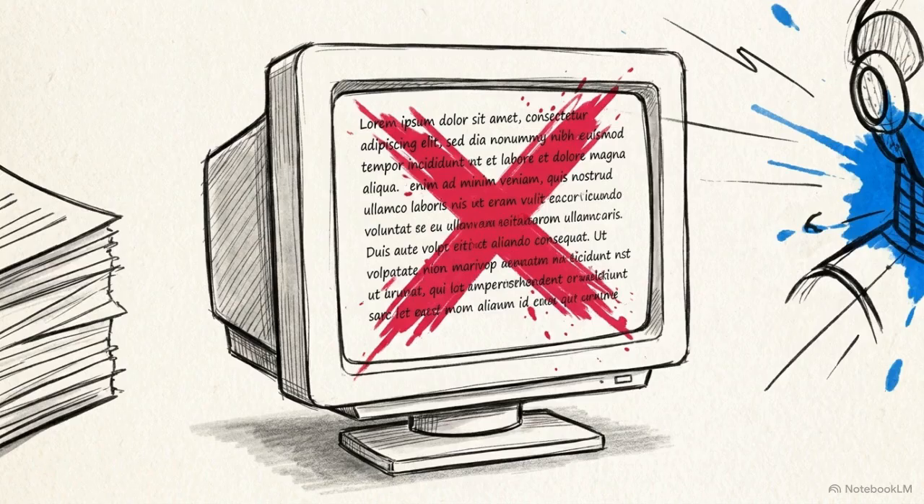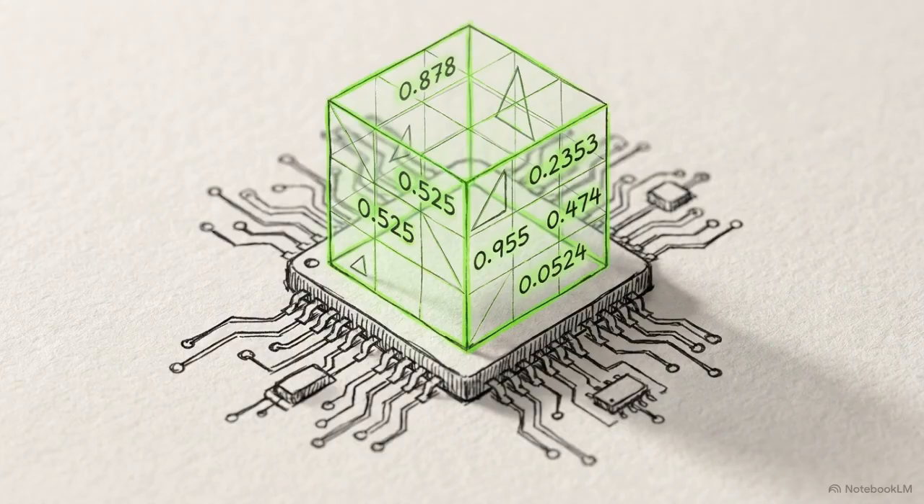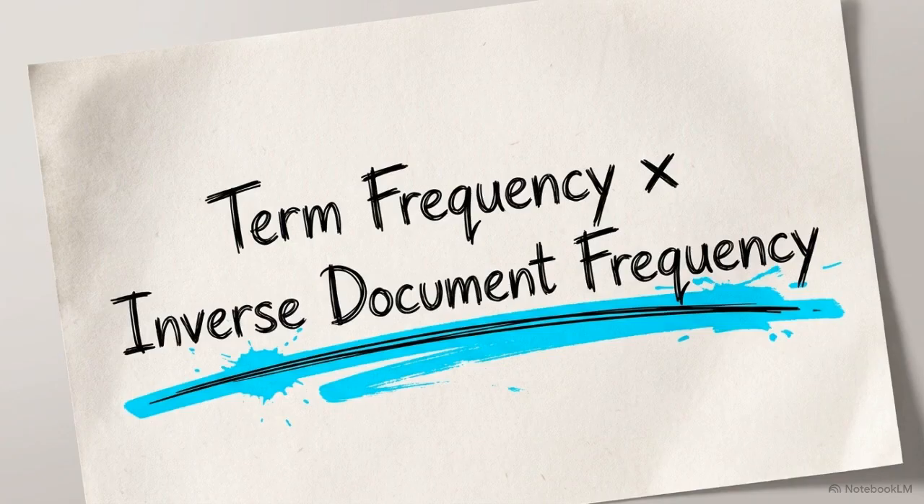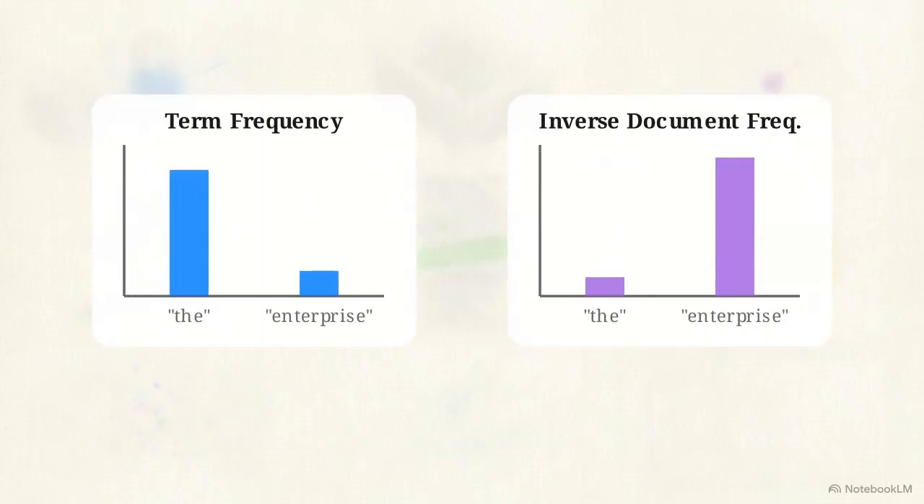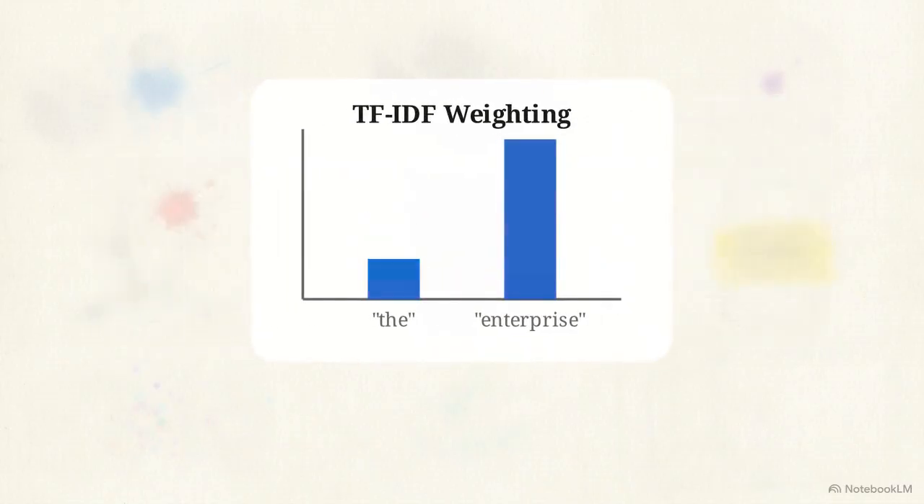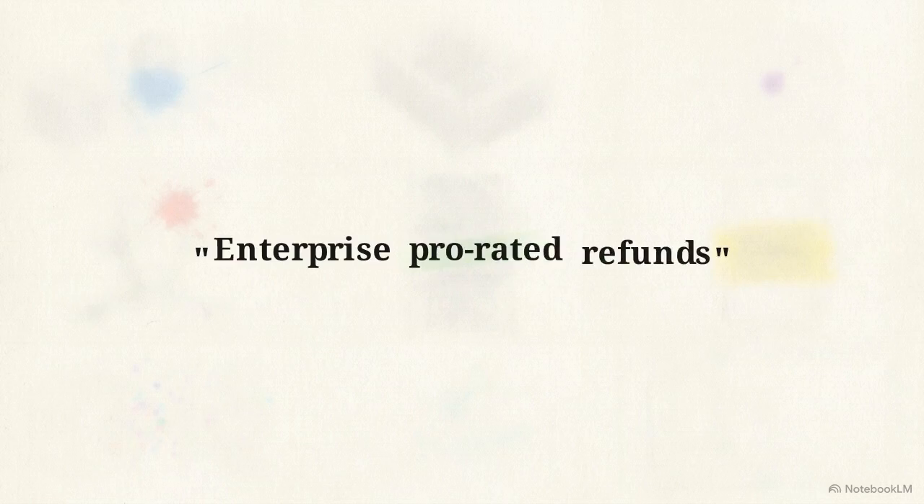Computers cannot search for meaning in raw text. To make our chunks searchable, we have to convert these words into a mathematical format that a computer can compare. We do this using an embedding function. For this build, we use TF-IDF. It calculates how often a word appears in a chunk and weights it against how rare that word is across all your documents. This process turns a text string like "enterprise prorated refunds" into an array of decimals.